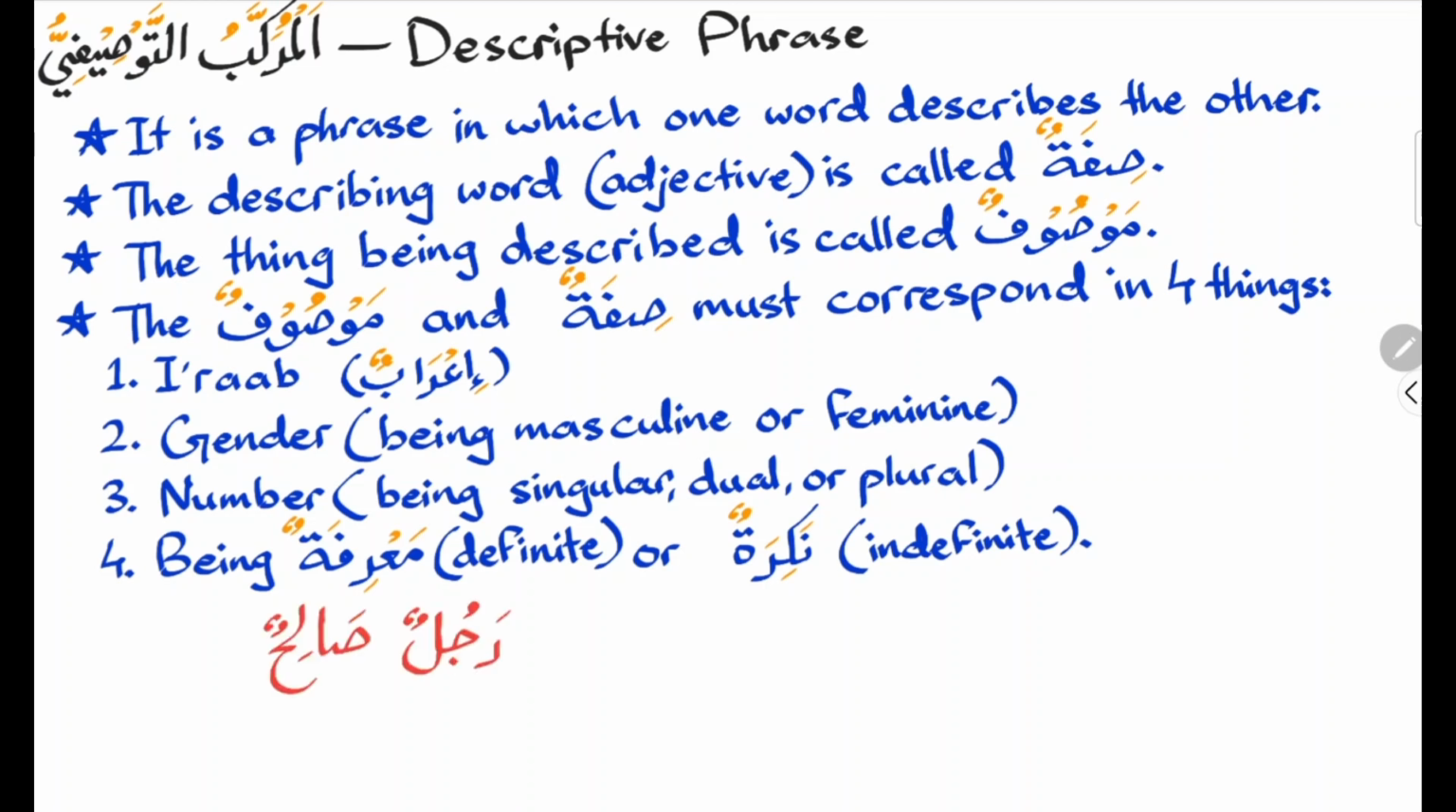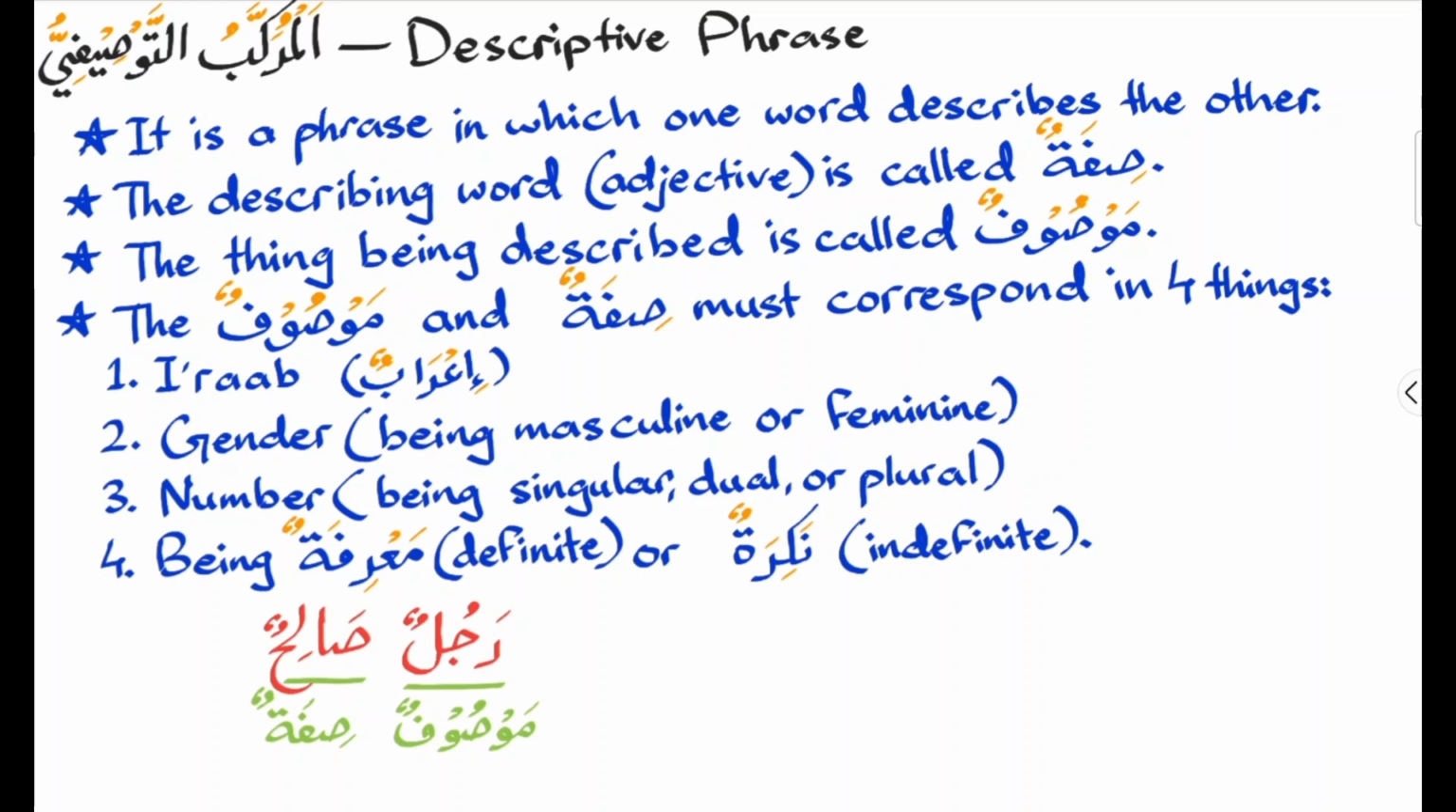Rajulun salihun, a pious man. Here, rajulun is the mawsuf, the person being described. Salihun is the adjective, the sifa which is describing rajulun. Now notice that rajulun and salihun, the mawsuf and sifa, both are corresponding in all four aspects mentioned above. The first thing is i'rab. So rajulun is getting 2 dhammas on the lam. So in accordance with that, salihun is also getting 2 dhammas in accordance with rajulun.